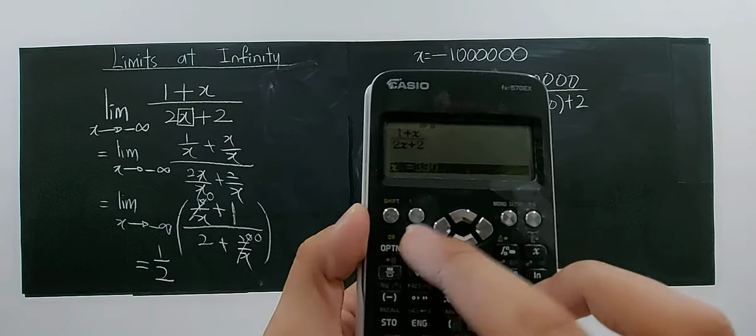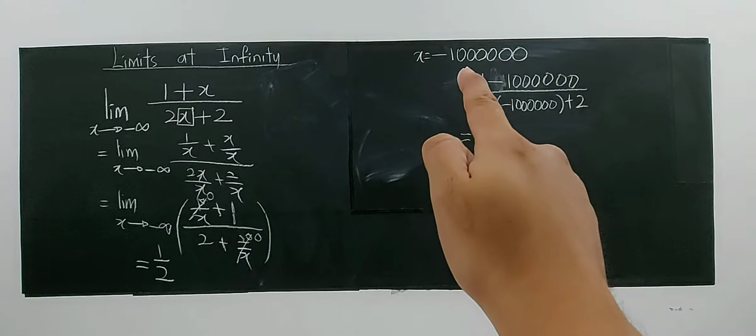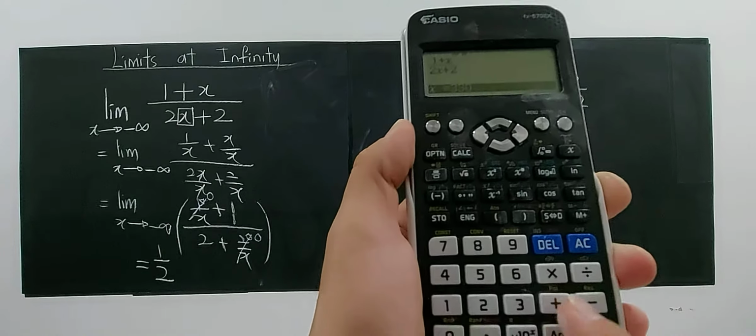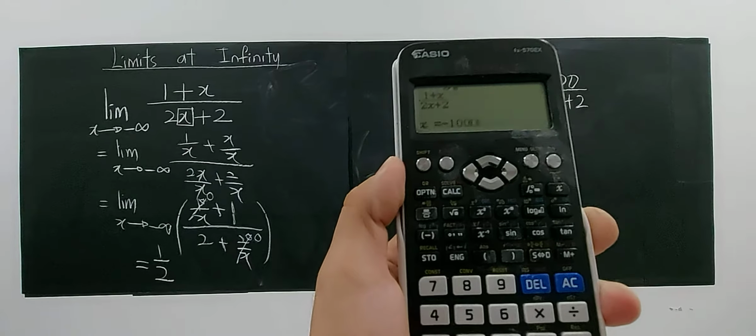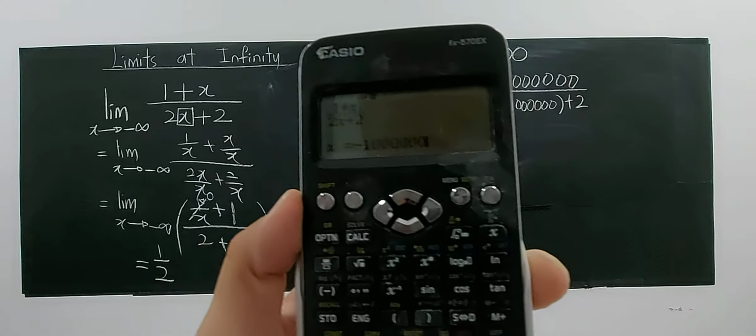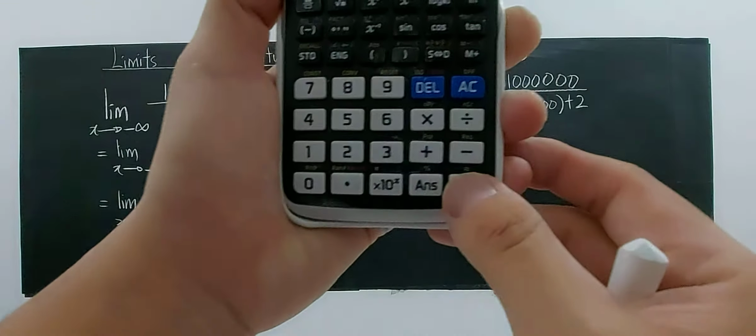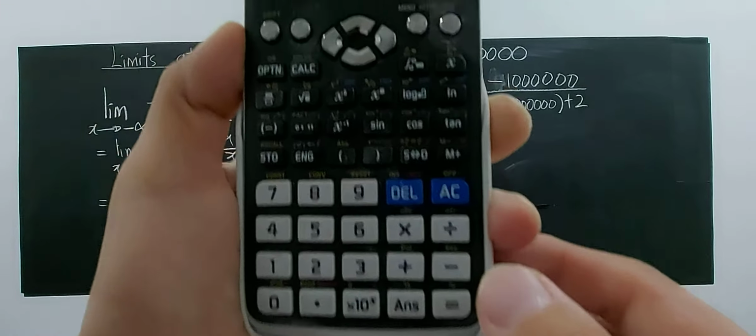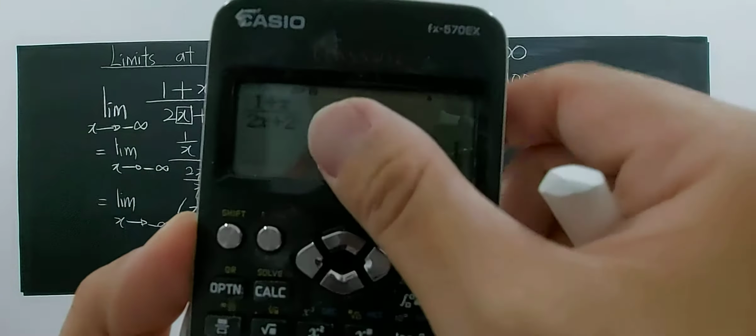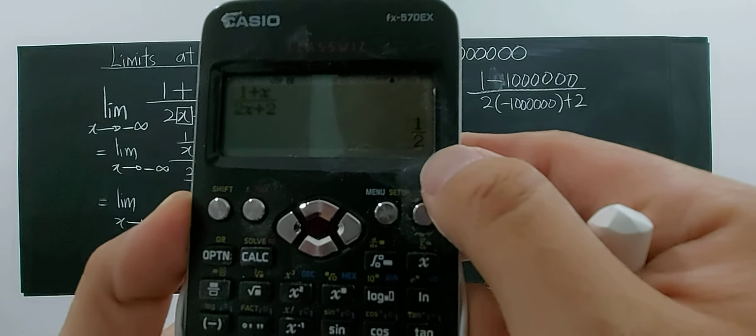So I calculate a big number, for example negative 1 million, 1, 2, 3, 4, 5, 6. Negative 1 million. What will happen? Pressing equal, I will get 1 over 2. Can you see that? 1 over 2.